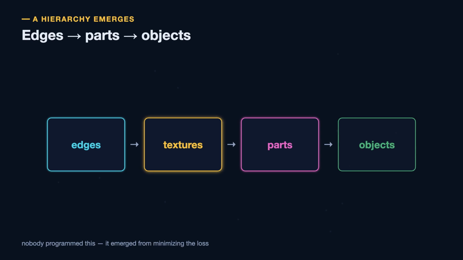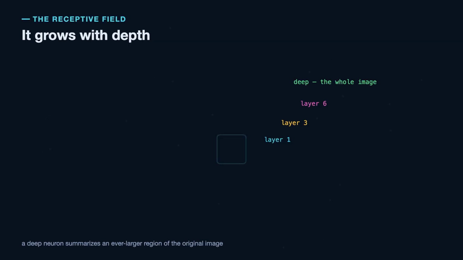Now stack these layers and something beautiful emerges, a hierarchy. The very first layer finds simple edges. The next combines those edges into textures and corners.